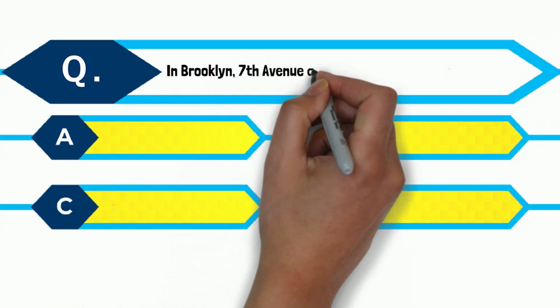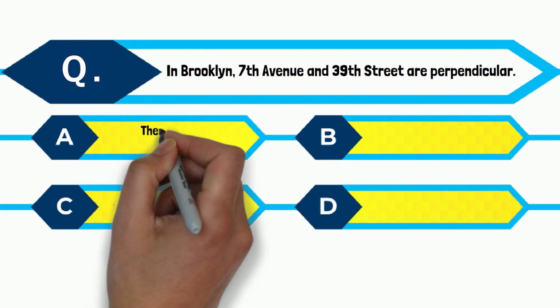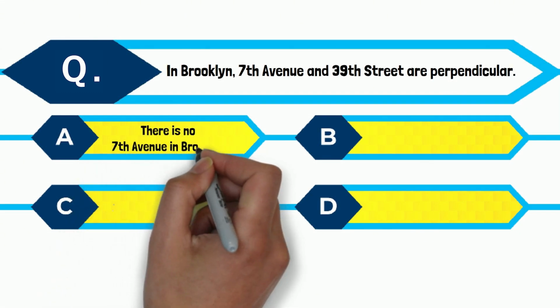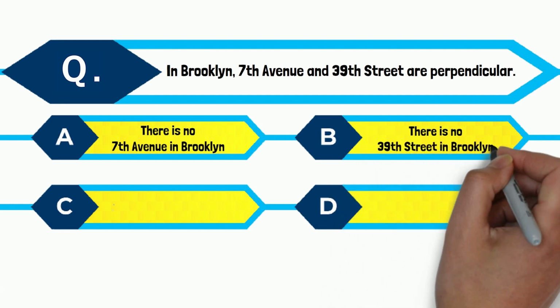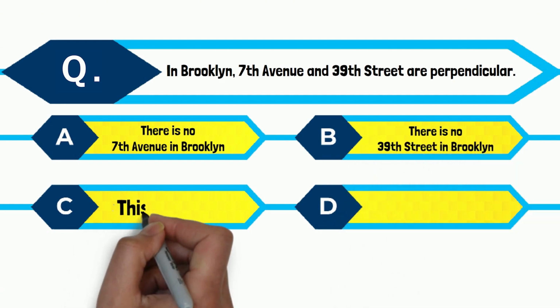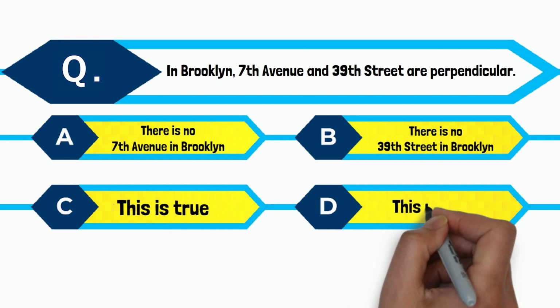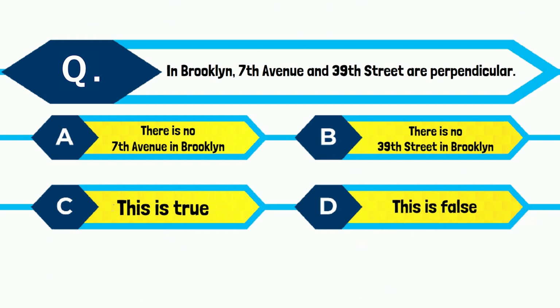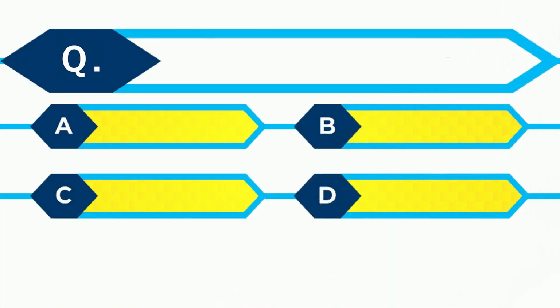In Brooklyn, 7th Avenue and 39th Street are perpendicular. Option A, there is no 7th Avenue in Brooklyn. Option B, there is no 39th Street in Brooklyn. Option C, this is true. Option D, this is false. The answer to this question is option C, this is true.